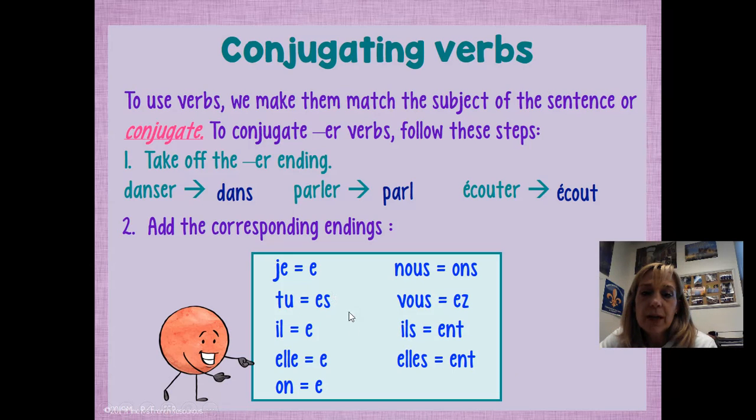E, S, O, N, S, Z, N, T. Chantez avec moi. S, O, N, S, Z, N, T. S, O, N, S, Z, N, T.